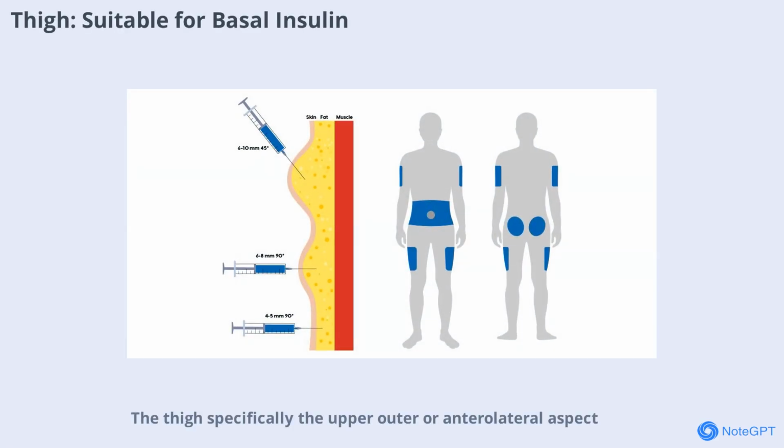The thigh, specifically the upper outer or anterolateral aspect, is another recommended site for insulin injections. Absorption here is slower compared to the abdomen, making it suitable for intermediate or long-acting insulins, often referred to as basal insulin. Rotating injections within the thigh region helps prevent complications and ensures steady absorption over time.